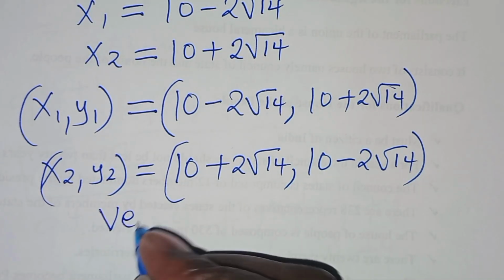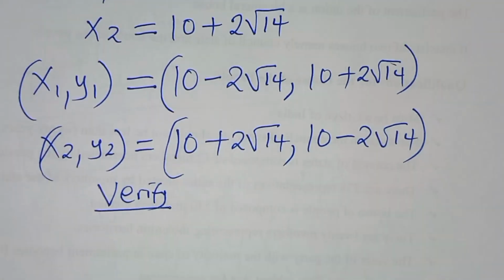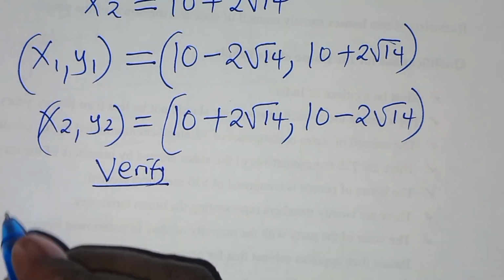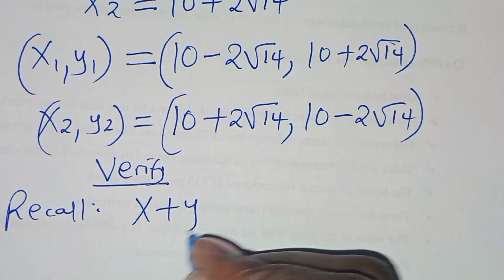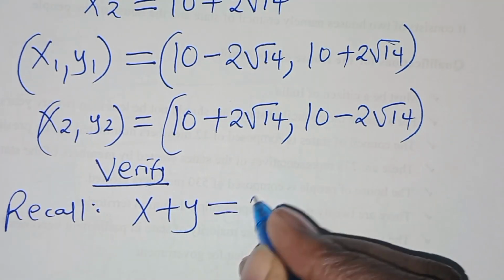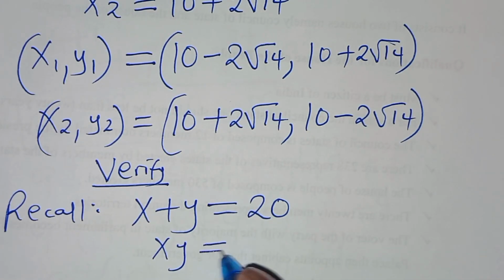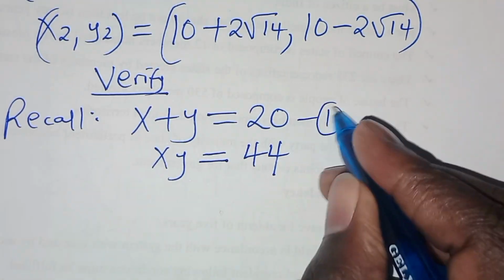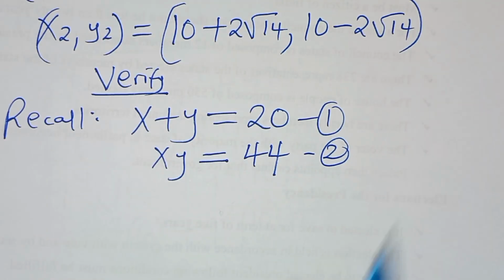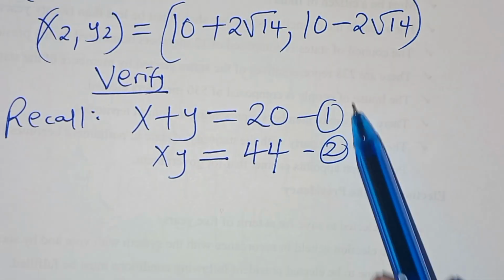So let's verify that these two sets of solutions satisfy the equation. Now, if you recall here, x plus y should give us a value of 20. And x times y should give us a value of 44. This is equation 1 and equation 2. So let's verify x1, y1 with equation 1.